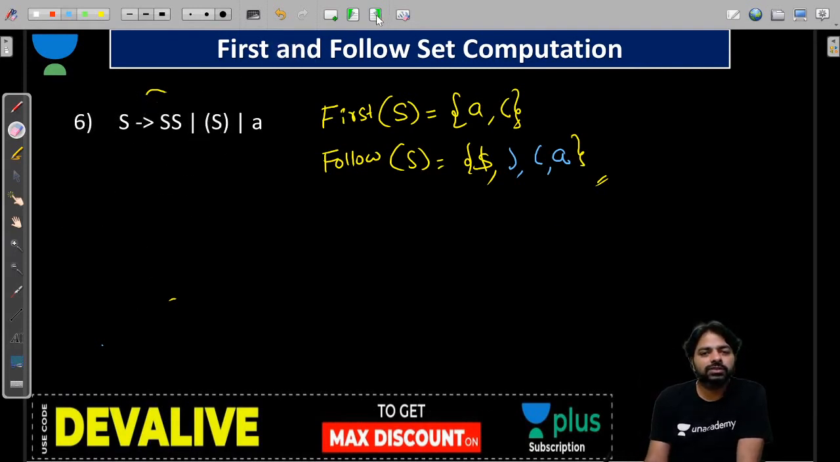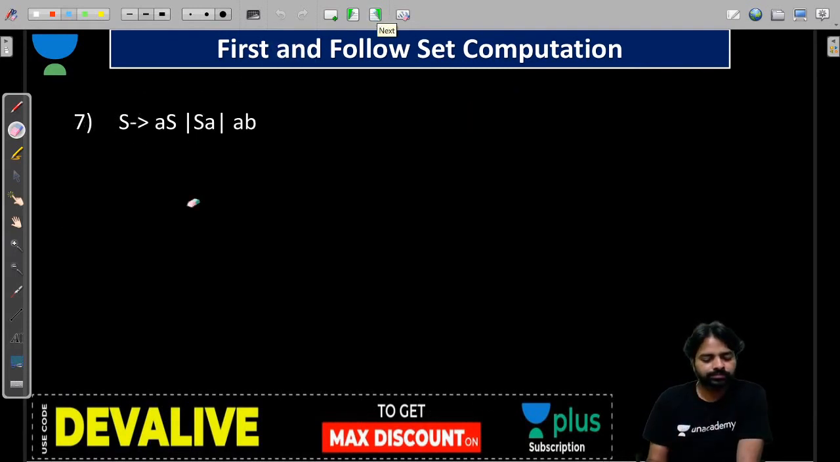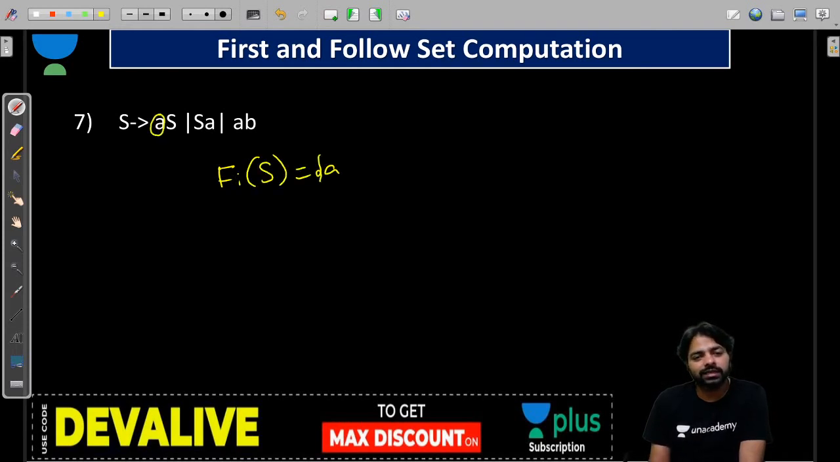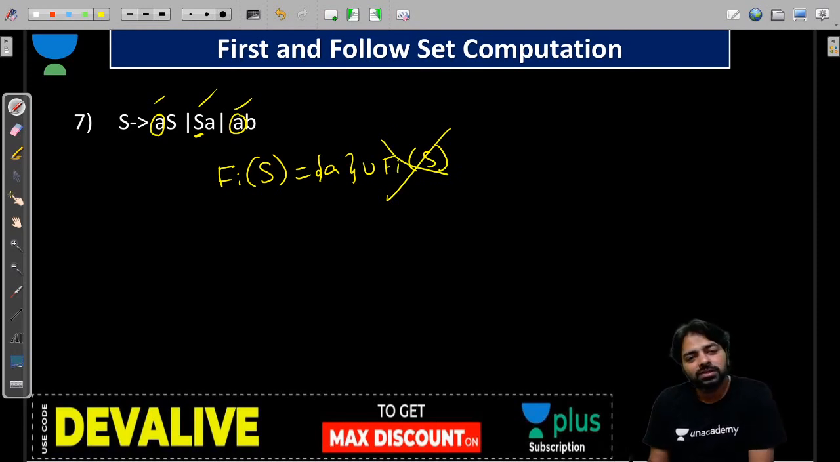Yeah, let's move to the next question. Now, I'm talking about the first of S. Look here, A we got, take it. Even here you got A, so both are same. Here, this is same as first of S again. Again first of S, but S doesn't derive epsilon, so no problem. You can ignore. So which is equal to A.